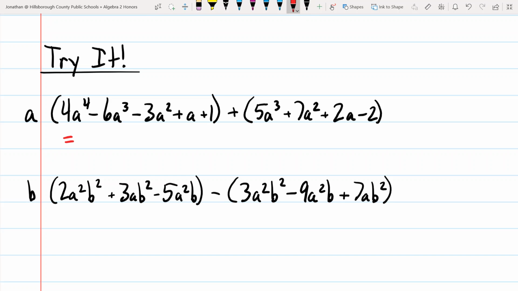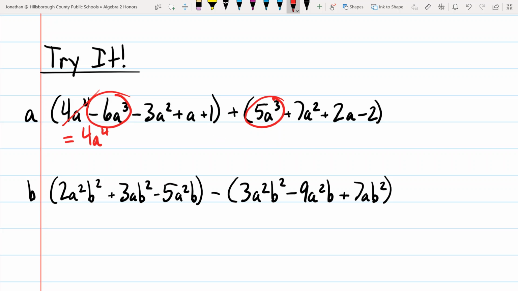So I start by looking for my highest degree. I see fourth power is my highest degree. No other fourth power to combine with, so that goes first. And when I finish combining something, I cross it off. That way I don't count it again by accident. Next up is my third power. I have a positive 5a to the third and negative 6a to the third.